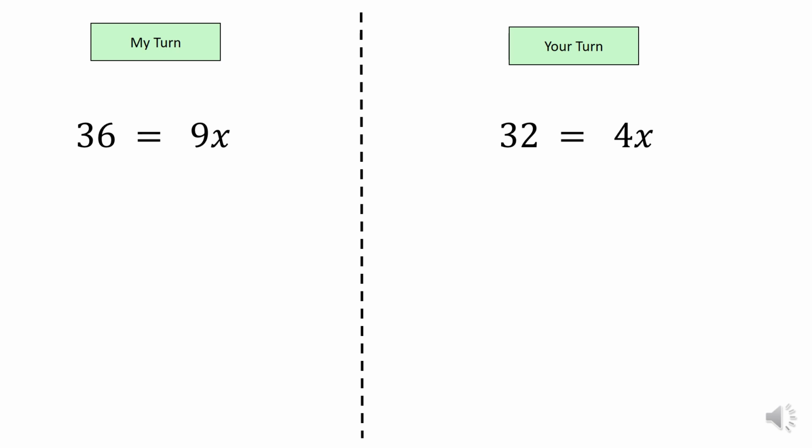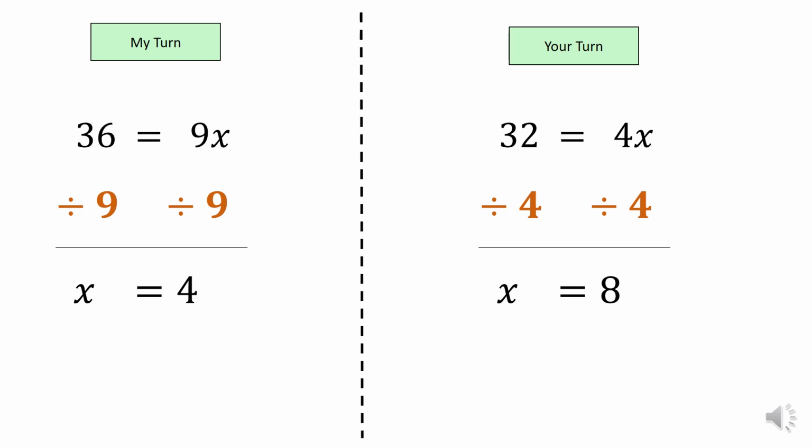And in this case, we are going to divide both sides by 9, because there's 9 lots of x, which is why we're dividing by 9. And then we can answer it by saying 36 divided by 9 equals 4. So x equals 4. I want you to pause the video, have a go at the one on the right, and we'll come back together for the answer. Okay, so we should have got an answer of x equals 8.